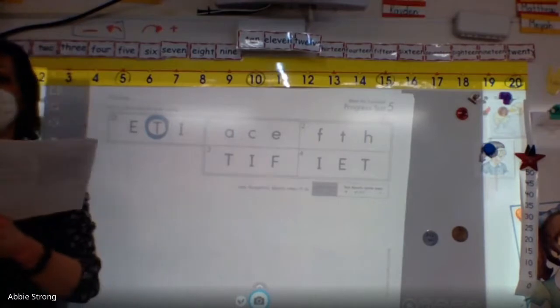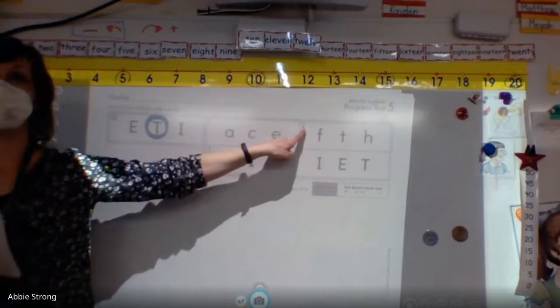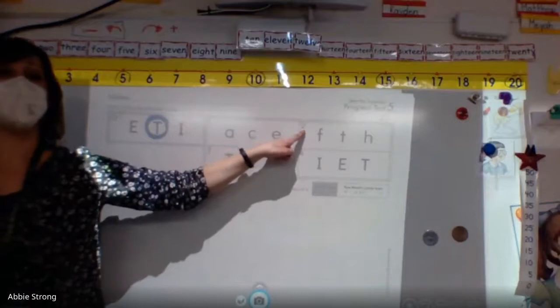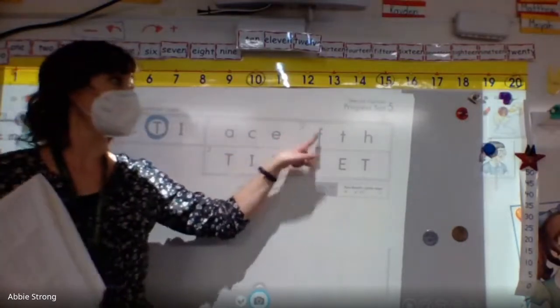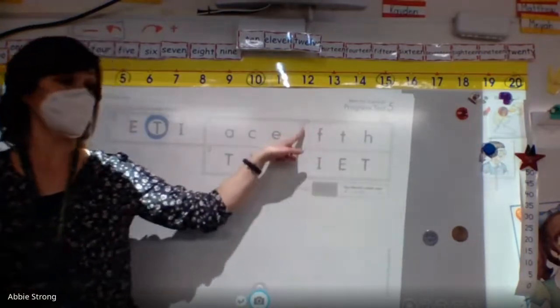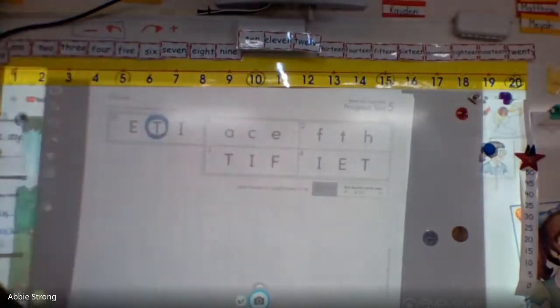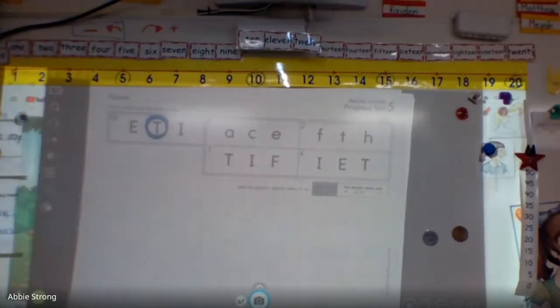Okay. Look at number 2. It's right here. Slide to the right. Your letter to circle is lowercase f. Circle lowercase f. Is it the first one, the second one, or the third one? In box number 2, circle lowercase f. Lowercase f in box number 2.